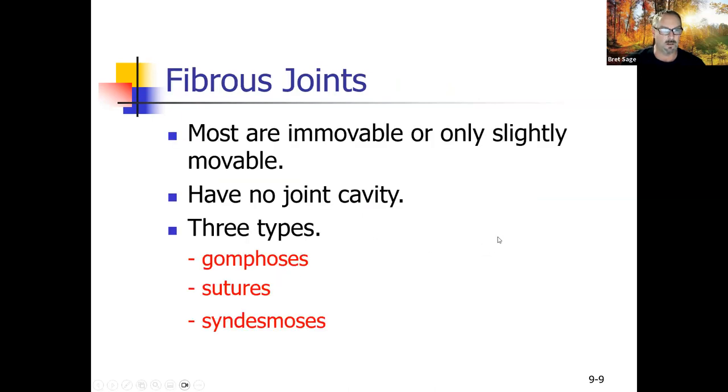Fibrous joints are the first we're going to talk about. Most are immovable or slightly movable. They have no joint cavity, so there's no synovial fluid in there. And there's three types of fibrous joints, none of which provide a lot of movement. Gomphoses, we're going to find these in your teeth, sutures in your skull, and syndesmosis in a couple of places. We'll get to that when we get to it.